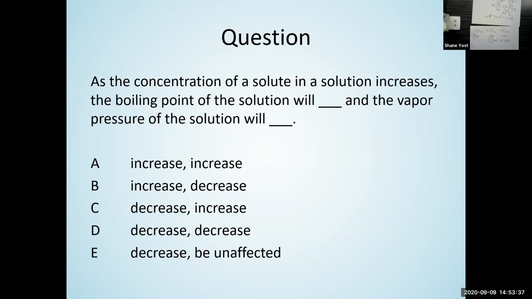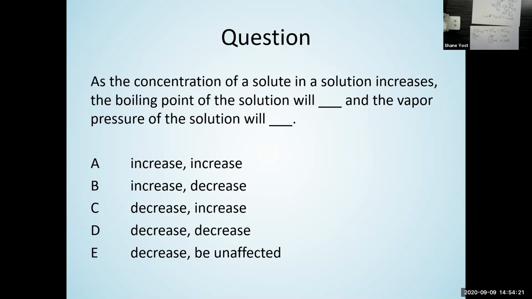The question is, as the concentration of the solute in a solution is increased, the boiling point will blank and the vapor pressure will blank. Will the boiling point increase or decrease, and will the vapor pressure increase or decrease? You've got some people on Zoom saying B, and it is in fact B.